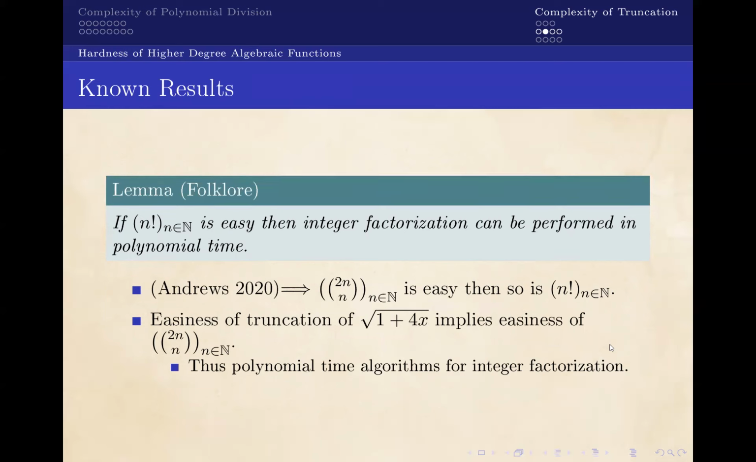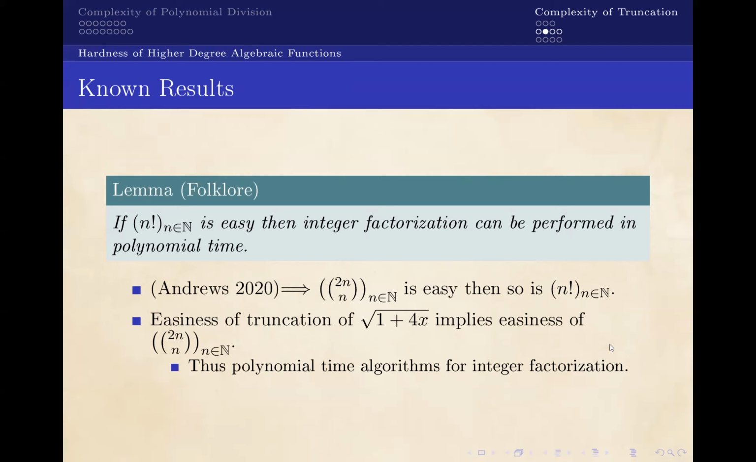And then it's easy to see that if the truncations of this power series square root of 1 plus 4x are easy to compute, then this sequence 2n choose n is also easy to compute. So that implies n factorial is easy to compute, and that implies that integer factorization is in polynomial time, right? So we expect that computing truncations of this algebraic power series square root of 1 plus 4x to be hard, and this power series square root of 1 plus 4x has a minimal polynomial of degree 2.